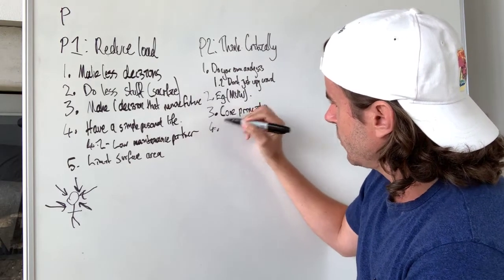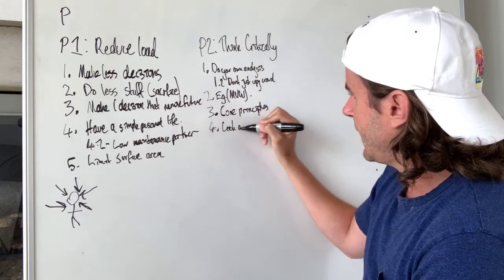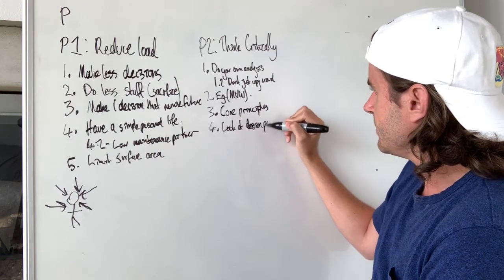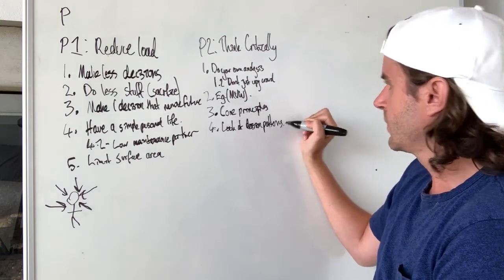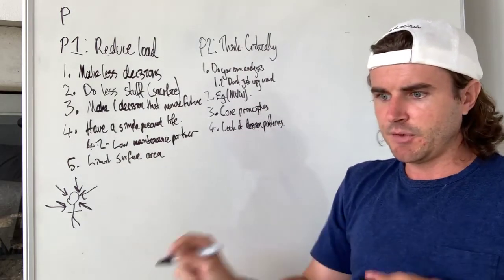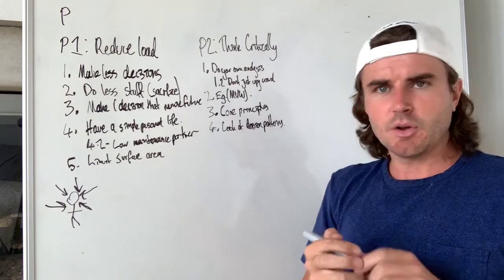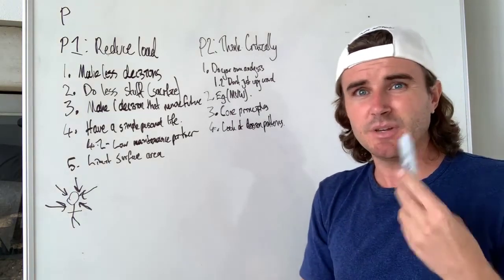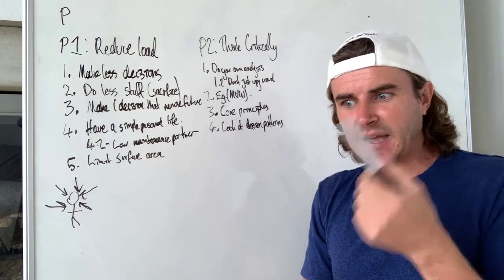Now, another one, number 4, is to look at decision patterns. Decision patterns is something that is very powerful, and a lot of people don't know how to spot them. A lot of people are very bad at pattern recognition. They only see things as they are.